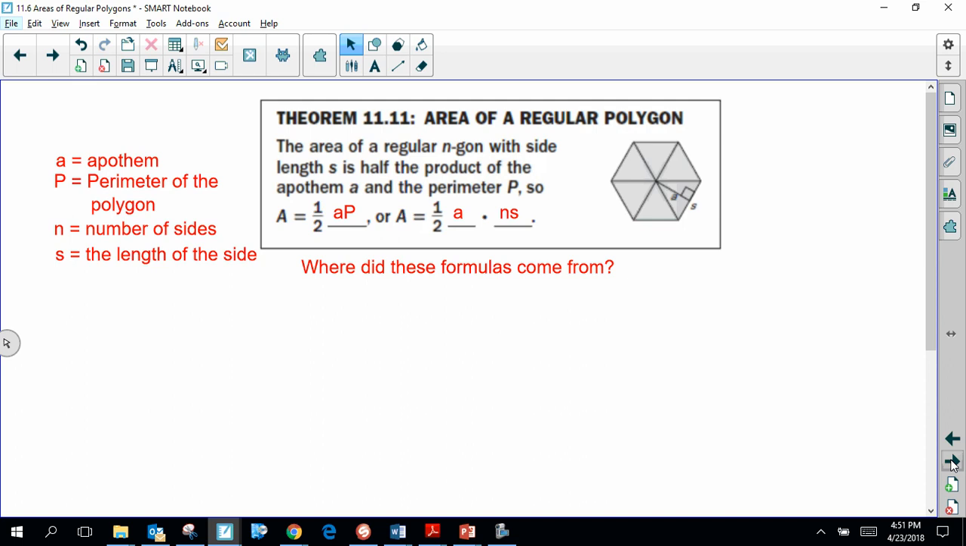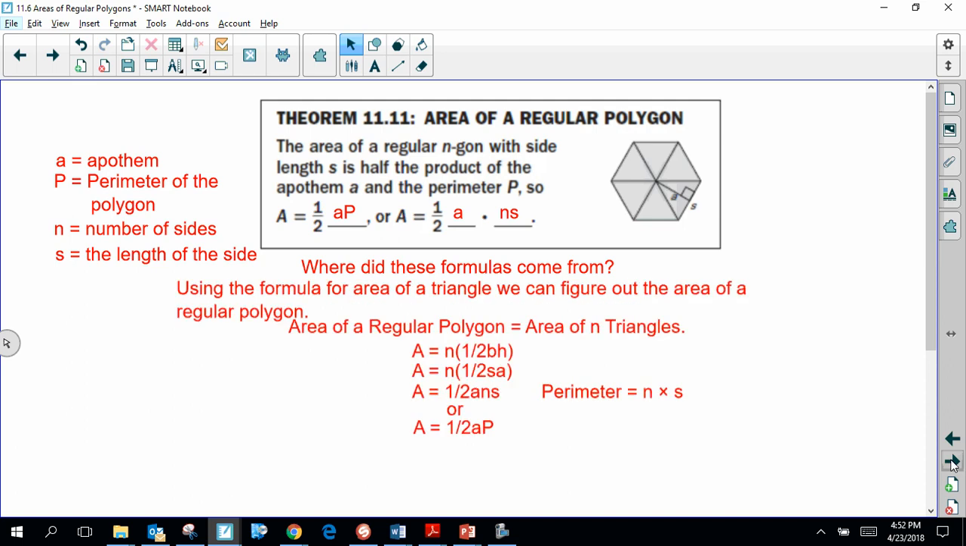Now, where did these formulas come from? Part of what I want to make sure you understand is not just that I'm the math teacher and I say this is the formula, so use it just because. Well, where did it come from? Here we're going to figure out the area of a regular polygon simply by using the area of a triangle.